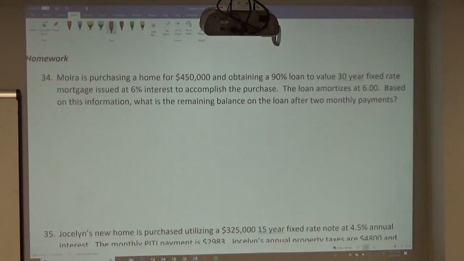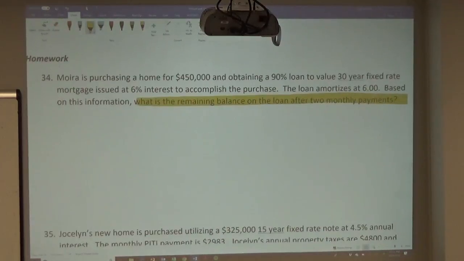Number 34 says, Moira is purchasing a home for $450,000 and obtaining a 90% loan-to-value, 30-year fixed-rate mortgage issued at 6% interest to accomplish the purchase. The loan amortizes at $6 per thousand. Based on this information, what's the remaining balance of the loan after 2 monthly payments? I read that whole thing quickly because I need to know what the question is.